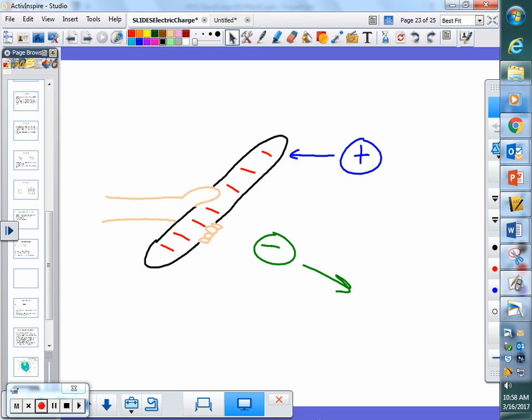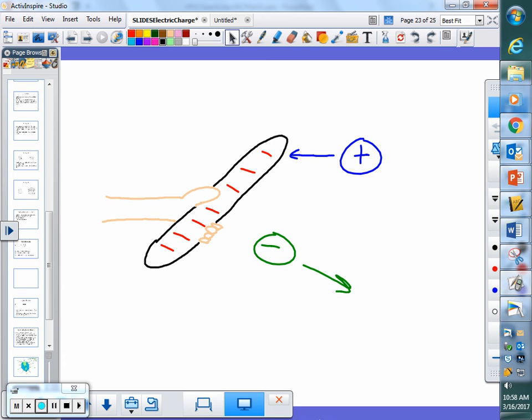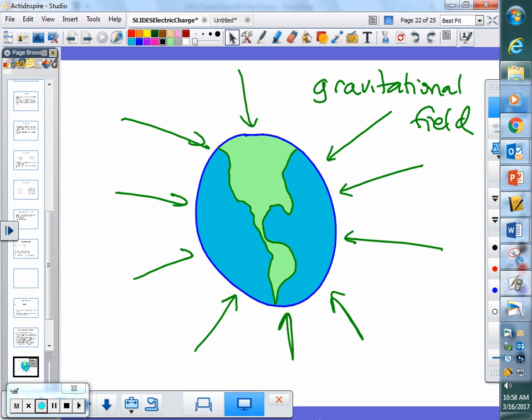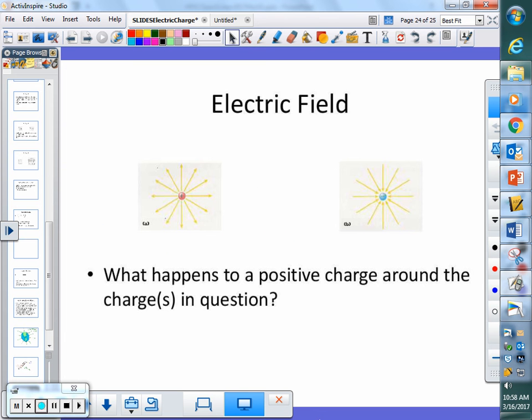So if this is the gravitational field, because it's what gravity would do to things, what do you think we're going to call the space that surrounds something that has an electric charge? If this is the gravity field, this will be the electric field, right? So the electric field is the area that surrounds a charge.